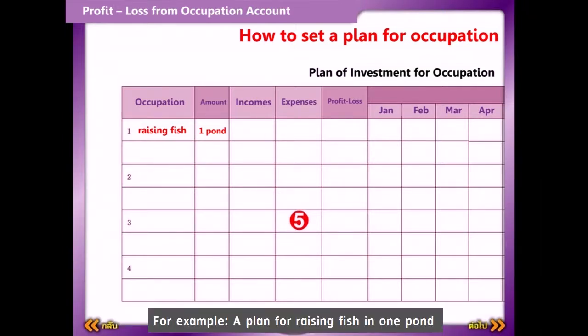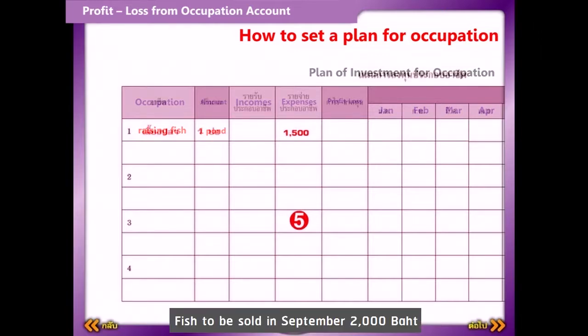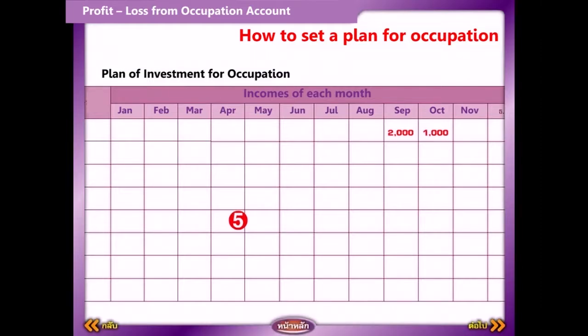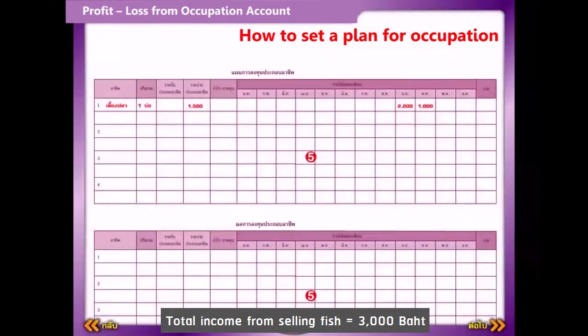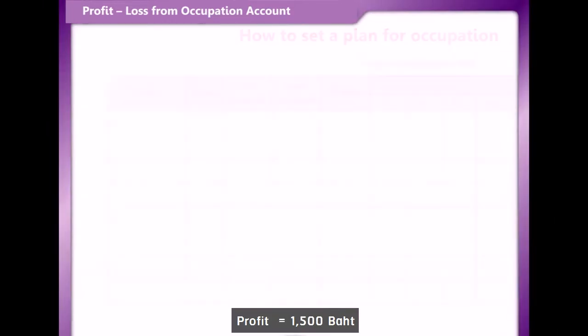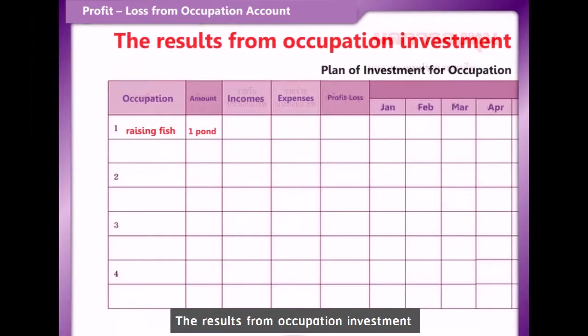For example, a plan for raising fish in one pond. The estimated expenditure 1,500 baht. Fish to be sold in September 2,000 baht and in October 1,000 baht. Total income from selling fish equals 3,000 baht. Profit equals 1,500 baht.